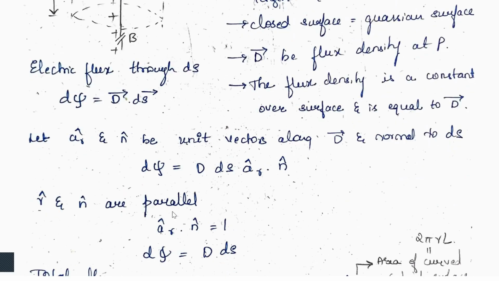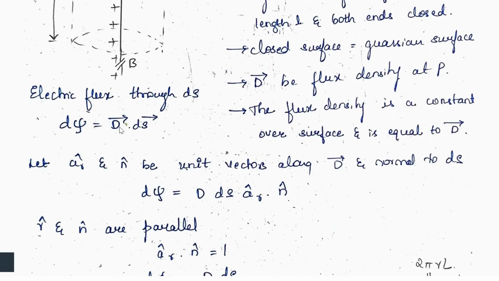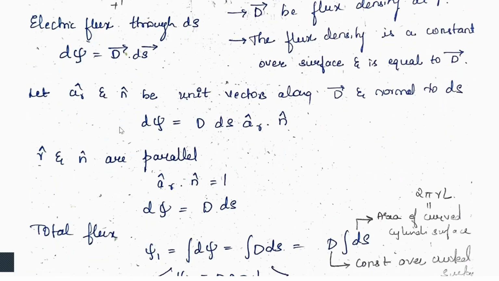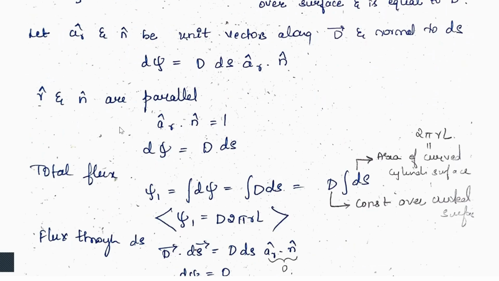a_r cap and n cap are parallel. In this diagram, we can observe a_r cap and this n cap are parallel. So what will the dot product of a_r cap and n cap be? It will be 1. So dψ is equal to D dS. Total flux means we have to integrate. So ψ1 is equal to the integration of dψ, that is the integration of D dS.